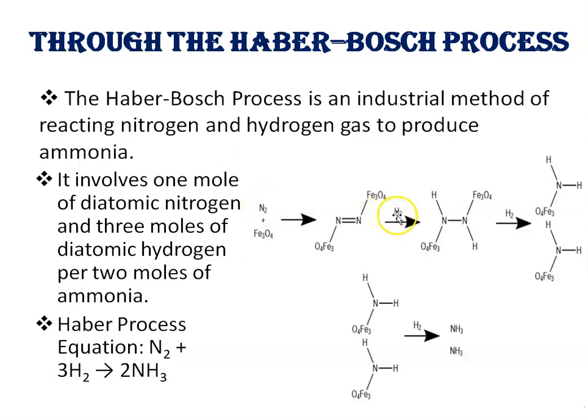and 3 moles of hydrogen, 1, 2 and 3. 3 moles of diatomic hydrogen are required to produce 2 moles of ammonia, right? So this is the Haber process equation: nitrogen plus 3 molecules of hydrogen, and the product is 2 molecules of ammonia.